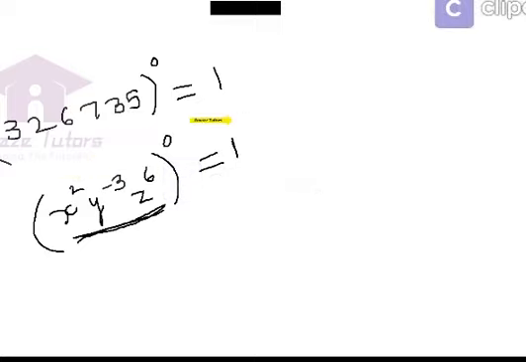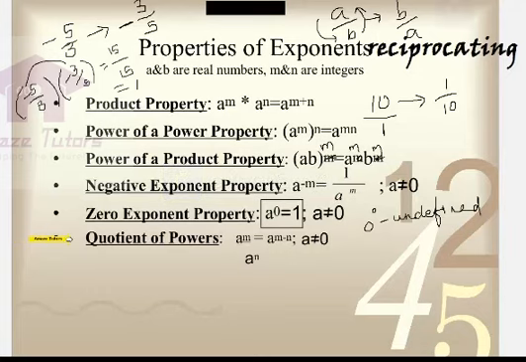It says quotient of powers. Quotient means division, as you know. The answer after dividing is called the quotient, the result. So here a power m divided by a power n. Whenever it is division with the same base, simply subtract the powers or indices. That's it. You need to subtract the powers. So that is why it becomes a power m minus n. Again the condition being a not equal to 0. So this is simply a power m over a power n. Quotient rule.